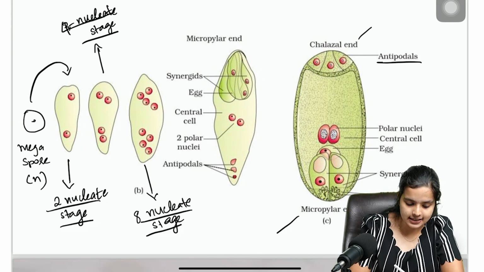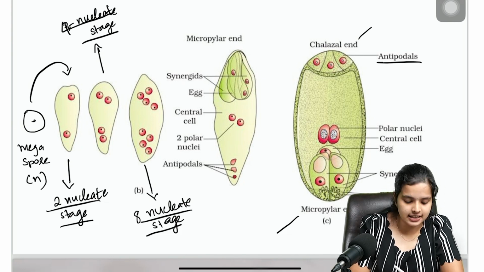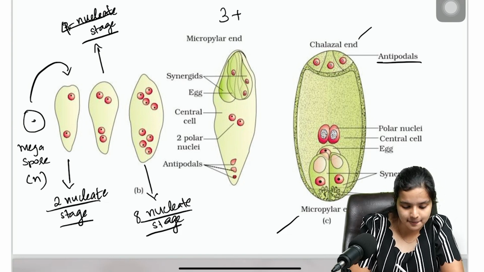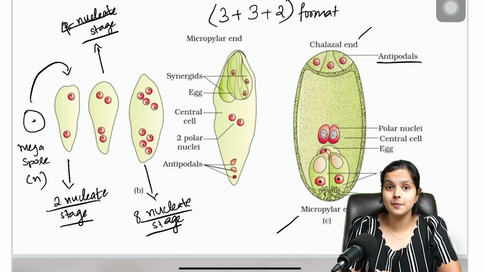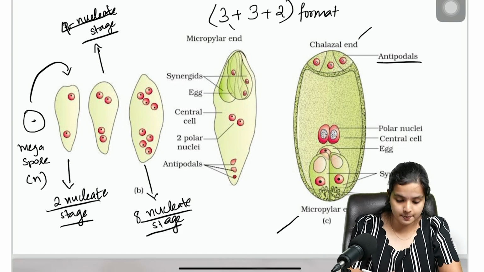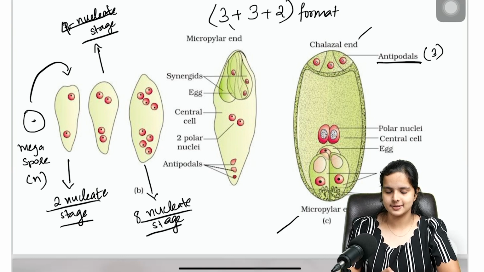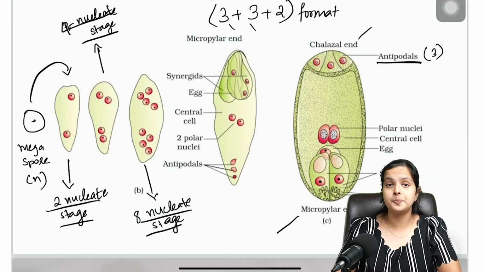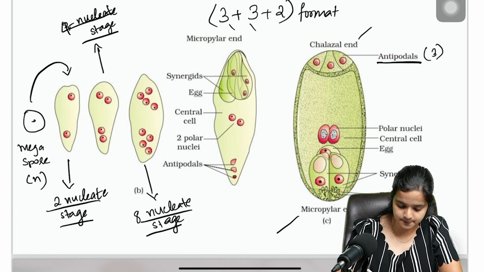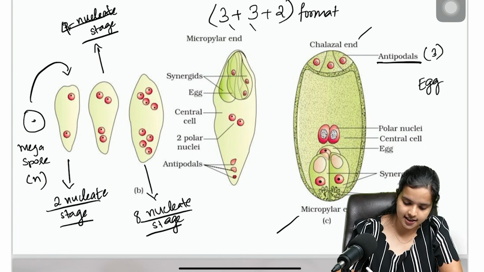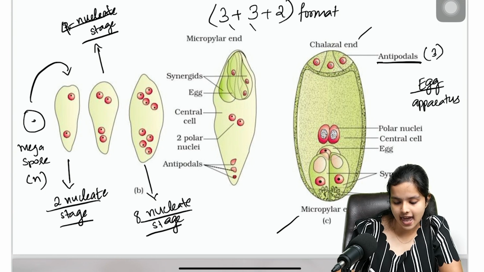So basically, this is how it forms. Just learn it in this way. You'll have 3 plus 3 plus 2 format, okay. This will be the format of an embryo sac. 3 plus 3 plus 2. The first three represent the antipodals, okay. There are three antipodals at the chalaza end. And the second three represents the egg apparatus. Okay, what does it represent? It represents the egg apparatus.